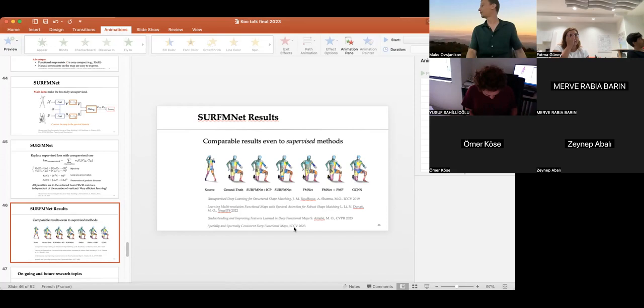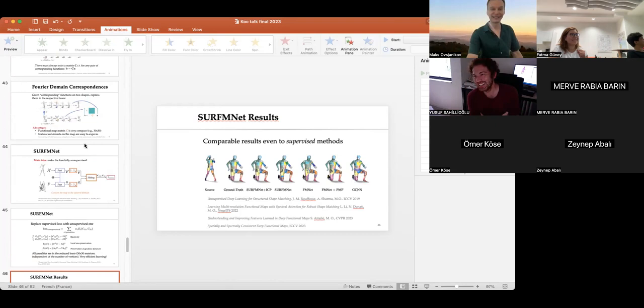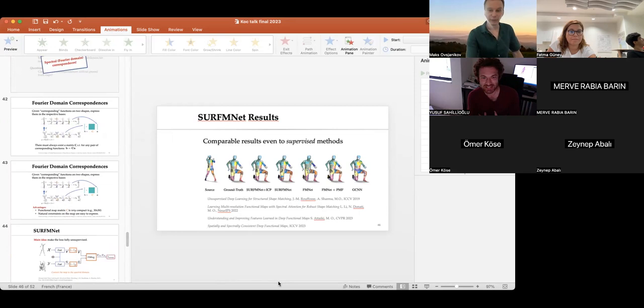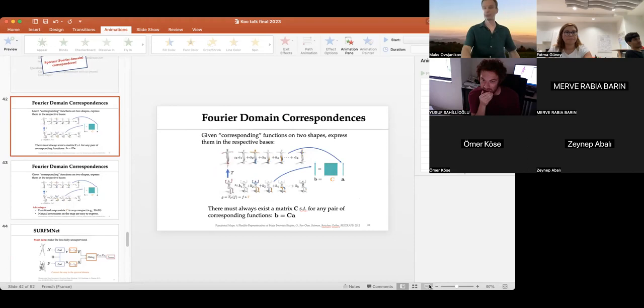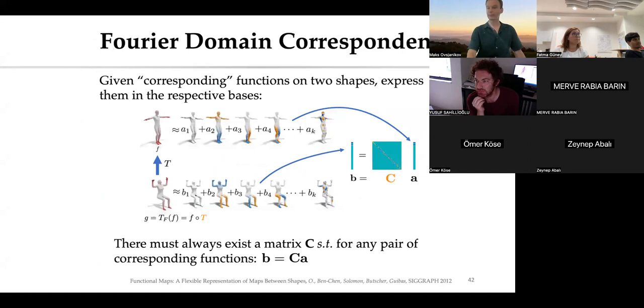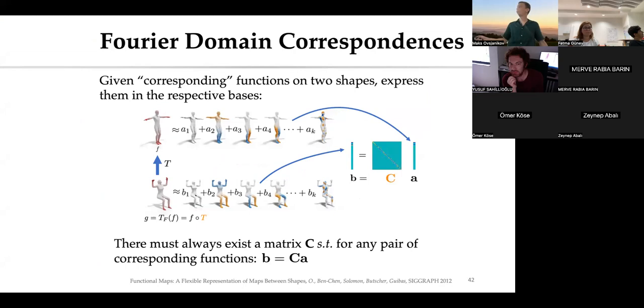Maybe to translate the question for those who haven't seen this: when we're dealing with shape matching, there are at least two ways to represent a correspondence. You can either say for every point A, where does it go on shape B? But there's another way where instead of looking at pairs of points, you can look at pairs of functions. Say I have a shape and a real valued function, like heat. If I have these corresponding functions, I can express each function in some linear basis, like a Fourier basis on the surface. And then there is what we call a functional map, which is a matrix that translates between coefficients in one basis and coefficients in the other basis.